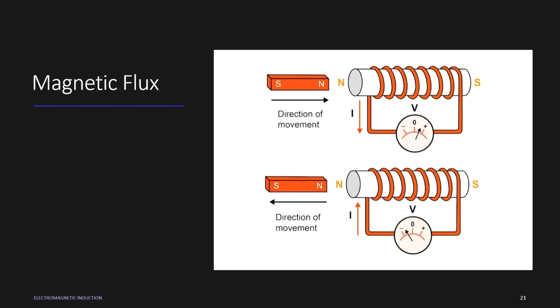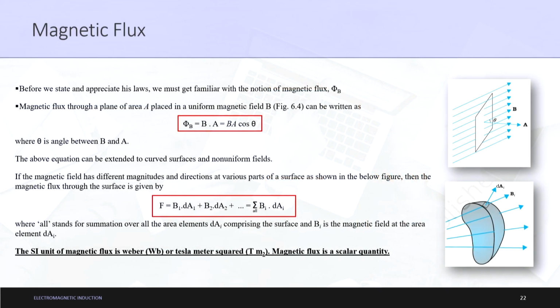So, what is magnetic flux? Let me start with magnetic flux. Before we state and appreciate Faraday's laws, I am sorry for this mistake, it should be Faraday here. Faraday was a scientist. Before we state and appreciate Faraday's laws, we must get familiar with the notion of magnetic flux, phi B. So, please be clear that to denote magnetic flux we use the symbol phi.